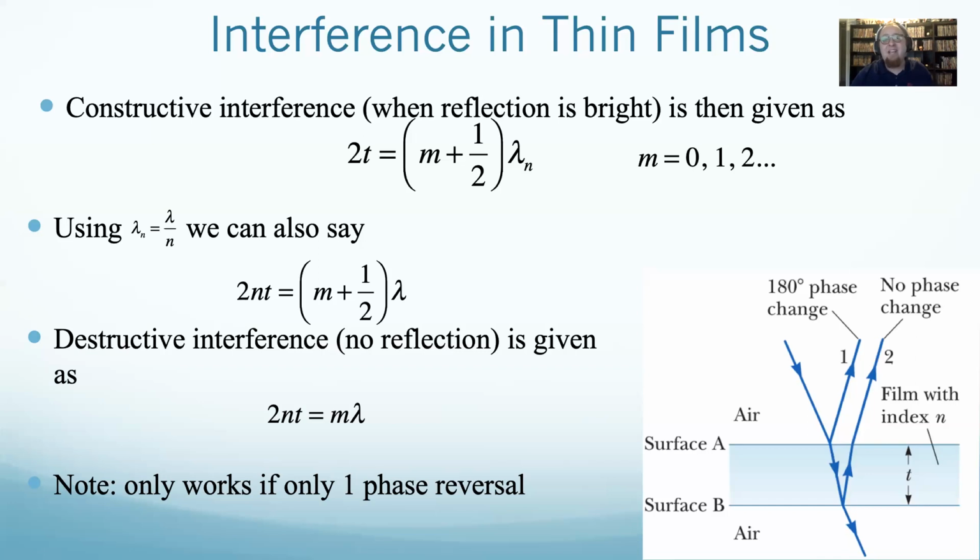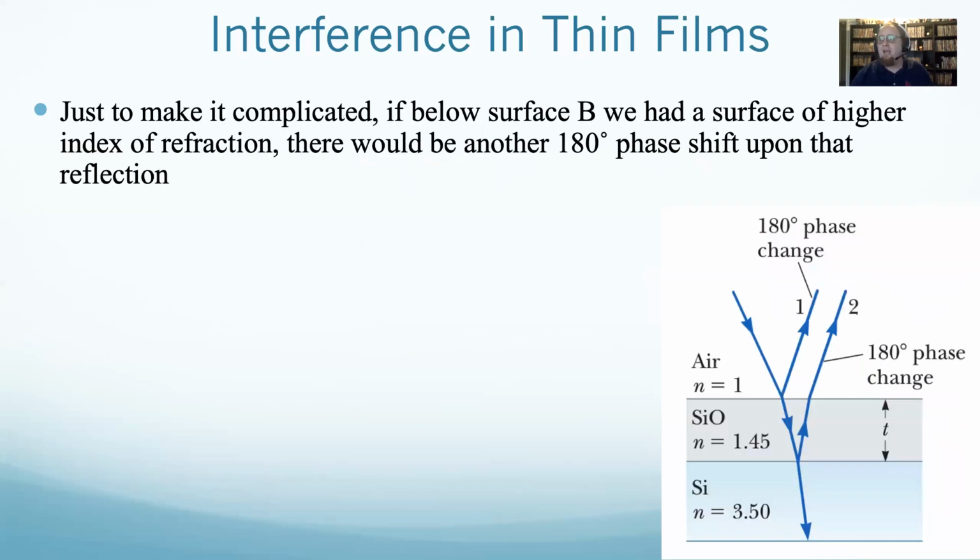If I instead said I went from air to silicon oxide to silicon, which have indices of refraction of 1.45 and 3.5 respectively: when I go from air to SiO, n went up, phase change. When I go from SiO to Si, n went up, phase change. That means I had two phase changes, and they both have a phase change.